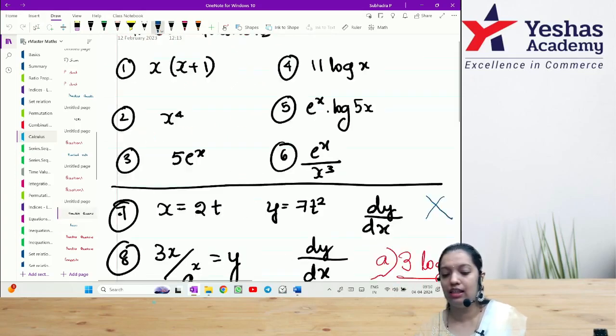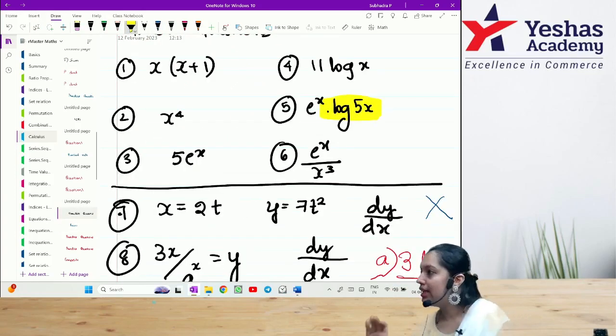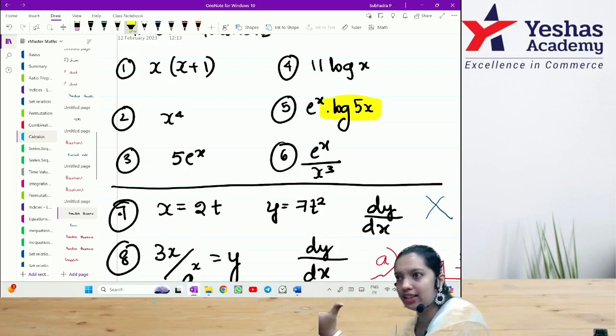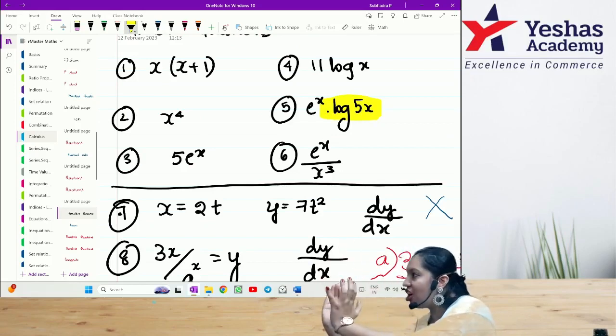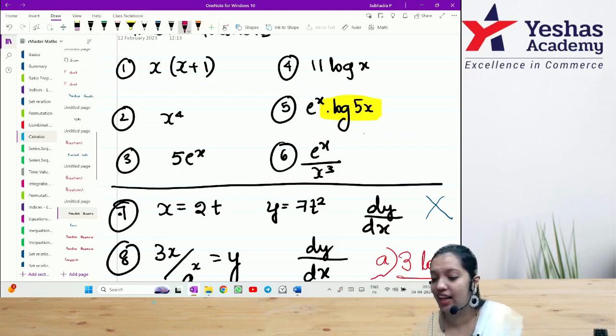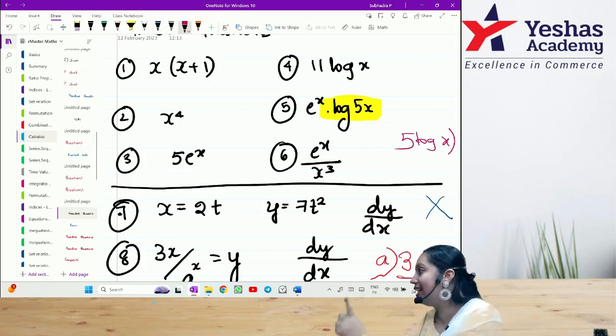Fifth one: e power x into log 5x. This is a little different. e power x into log x, you had to do the product rule, correct? Ma'am, we will take 5 outside and do the derivative of log x? No, you can't do that. You can do that only when you have 5 log x. Here it is not 5 log x, it is log 5x.